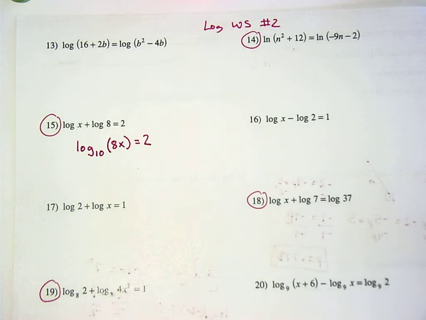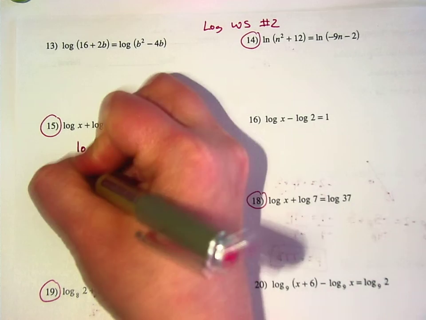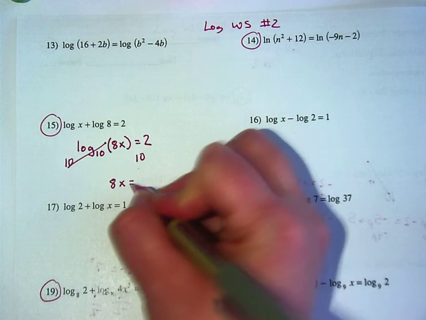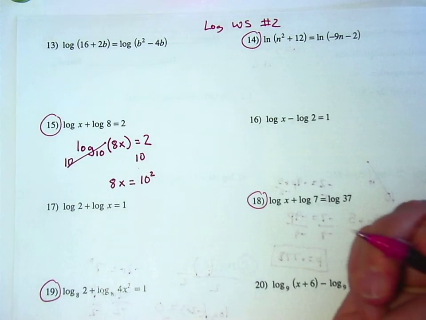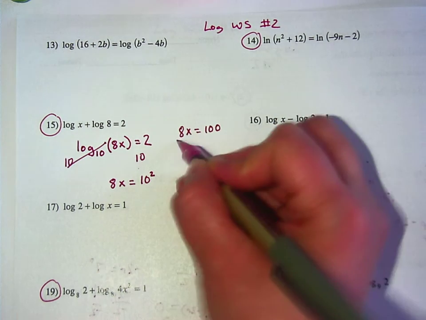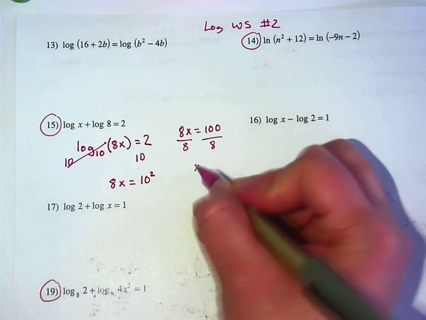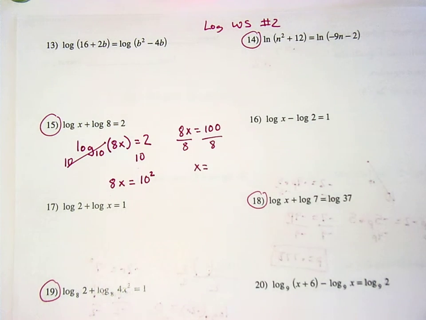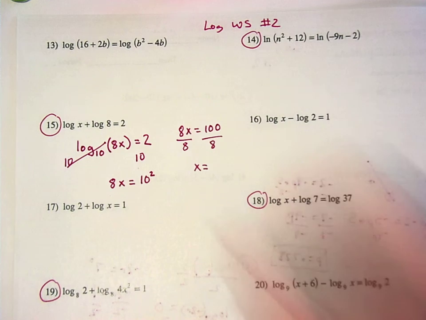What should I get rid of next? Should I try to get rid of the log or the 8? The log. Got to work on the outside on the way in. Okay, and how do I get rid of a log base 10? Base 10, both sides. 8x equals 10 squared. 8x equals 100, and then divide by 8, x equals 12 and a half.